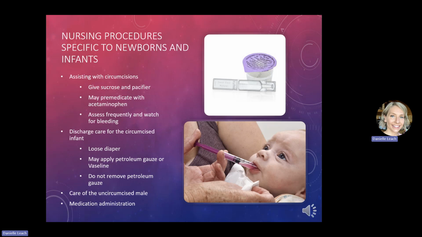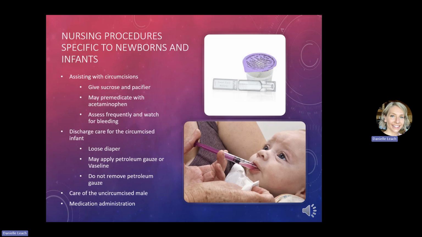So now we're just going to talk about a few nursing procedures that are specific to newborns and infants. One thing that you could be required to do as a nurse is assisting with circumcisions. Of course the pediatrician or neonatologist is going to perform the circumcision, but you may be helping basically hold the baby down. You can give them a pacifier and sucrose.